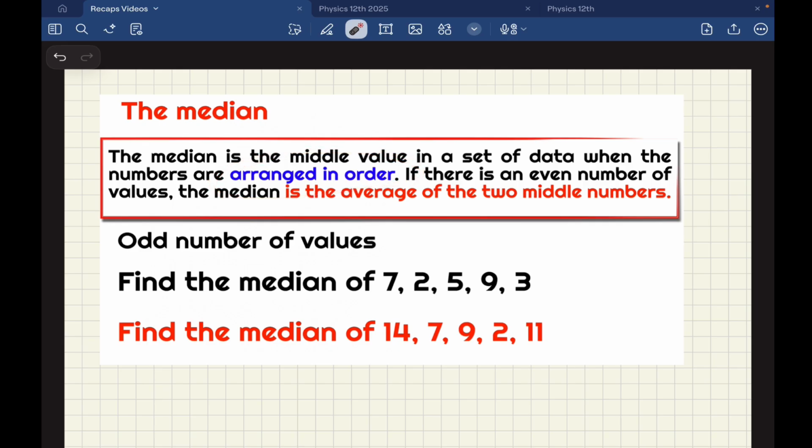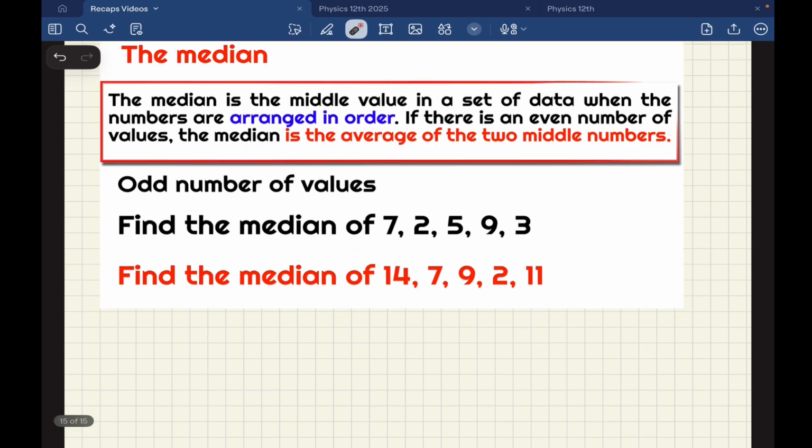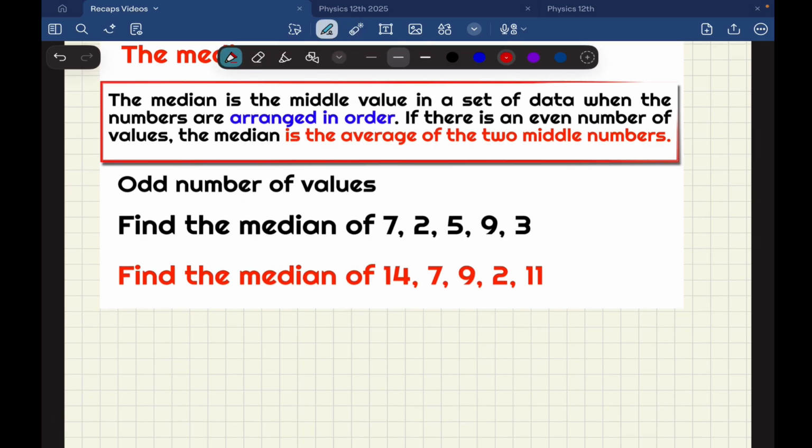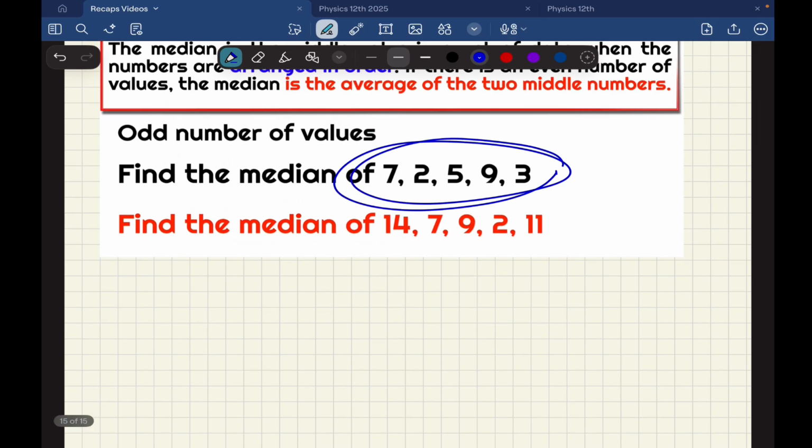So if we need to find the median by hand, manually, without using the calculator, we have two situations. When we have an odd number of values, for example 1 2 3 4 5, it is easier, because what we need to do is arrange the values in order from the smallest one to the biggest one. So imagine that we are going to find the median of this dataset. So we have these values.